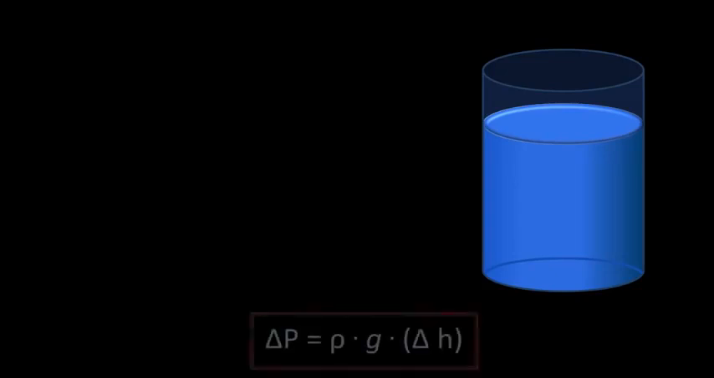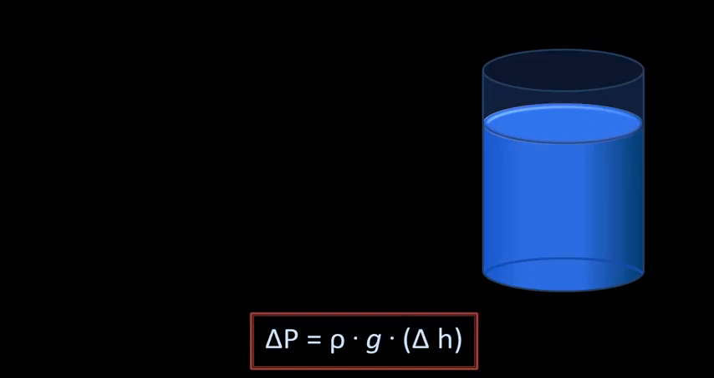Quantitatively, this pressure increase can be calculated with this equation. The difference in pressure between 2 points is equal to the density of the fluid times little g times the difference in vertical height between the 2 points.